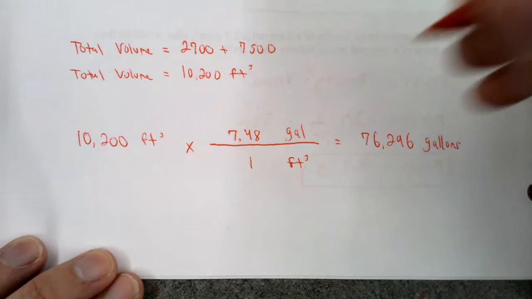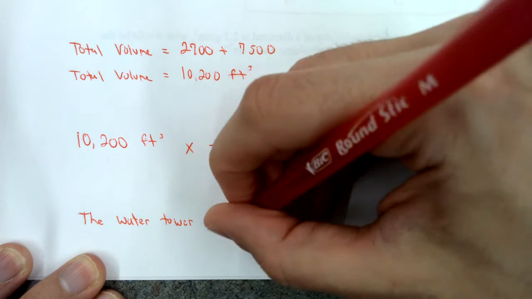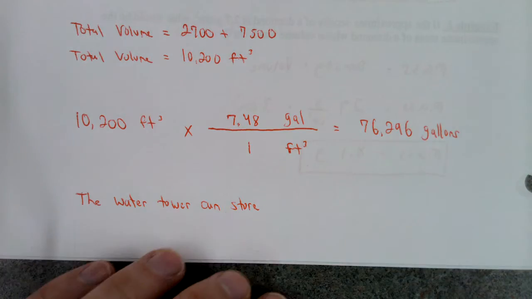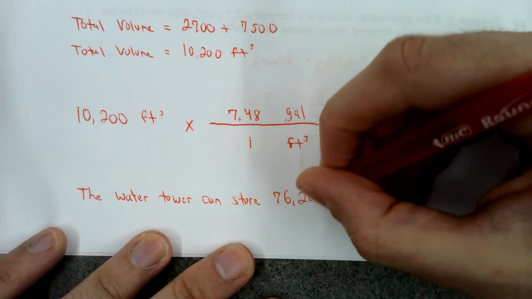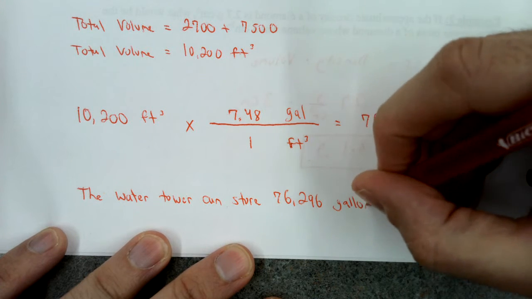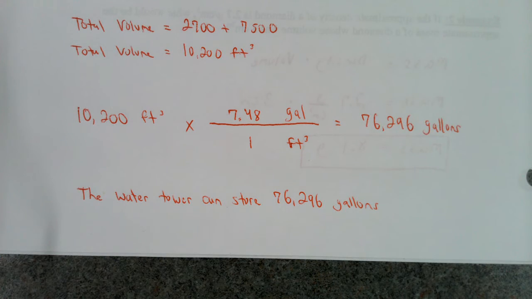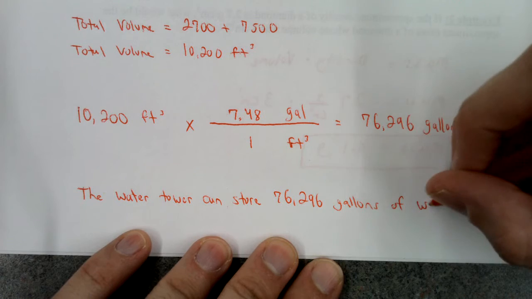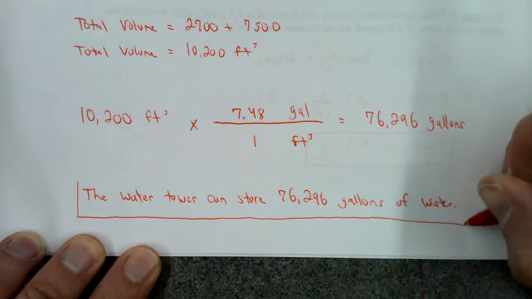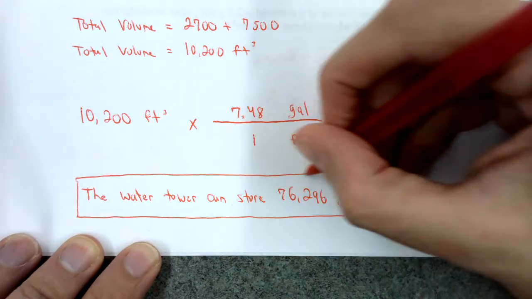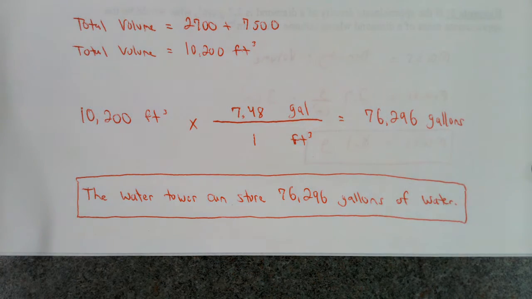Let's say the water tower can store 76,296 gallons of water. That was a tough problem because you had to work with a composite figure, and then you had to convert at the end.